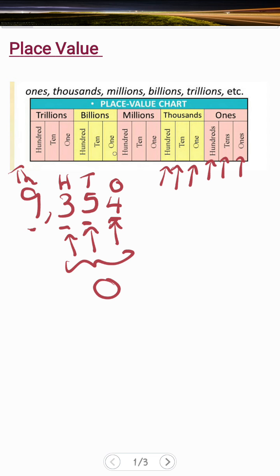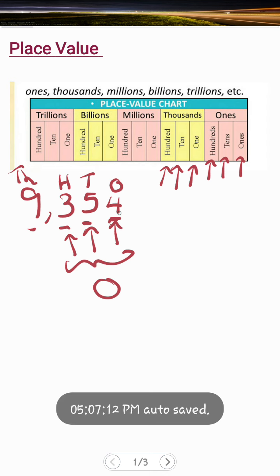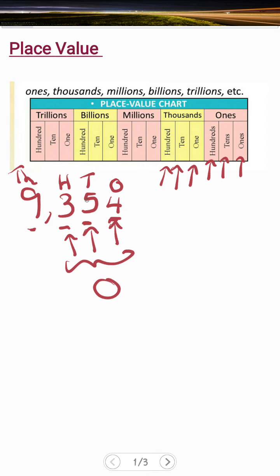Also, this applies for the millions period. It's also 1 million, 10 millions, 100 millions, and also for the billions, which is 1 billion, 10 billions, 100 billions, and for the trillions as well. We are only going to talk about the millions and thousands in this video. So, as we see here in this number, we have the 354. This is in the ones place or in the ones period, and the 9 is 9,000.